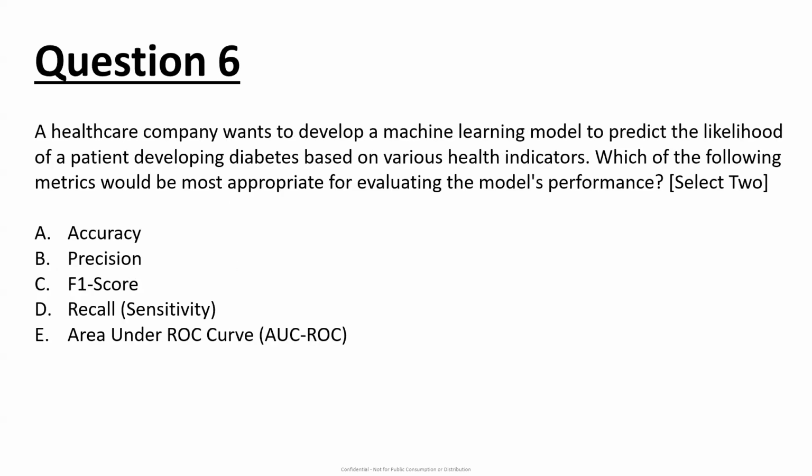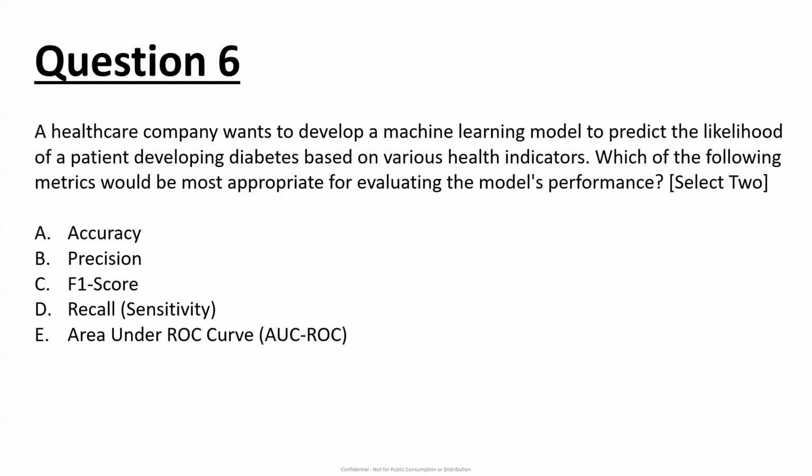Last question for this video. A healthcare company wants to develop a machine learning model to predict the likelihood of a patient developing diabetes based on various health indicators. Which of the following metrics would be the most appropriate for evaluating the model performance? We need to select two. Option A, accuracy; B, precision; C, F1 score; D, recall; E, area under ROC curve, AUC ROC.